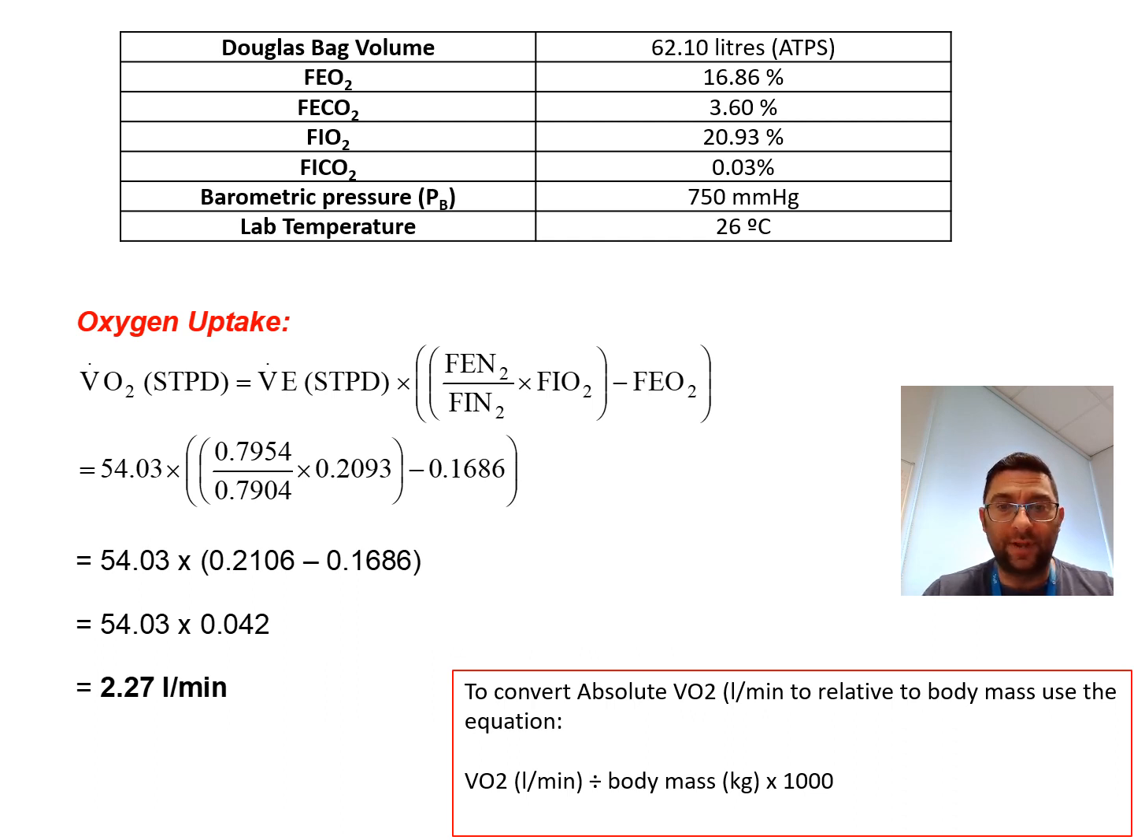If you want to convert that to relative values, so millilitres per kilogram per minute, you simply take that value, divide it by body mass and multiply by 1,000. The reason we would do that is it helps to scale our VO2 values for different individuals, taking into account different body mass. It's not perfect, and for some larger individuals, if we're thinking in a sports context, people like goalkeepers.